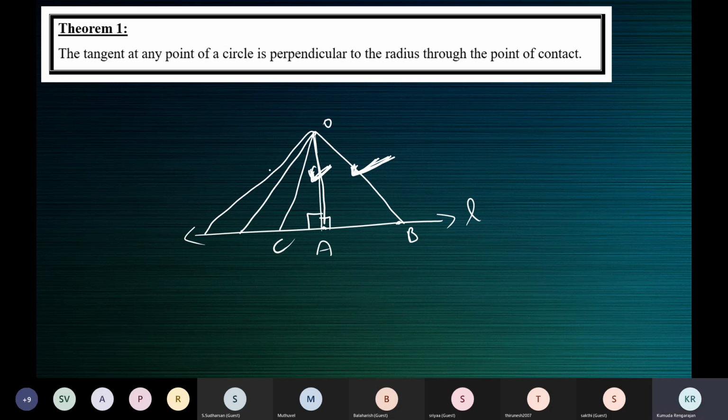So all the other distances will be hypotenuses. Only this will be shorter than all the hypotenuses. That means it is shorter than all the other line segments, which means it's the shortest distance. So the perpendicular distance is the shortest distance between a point and a line.